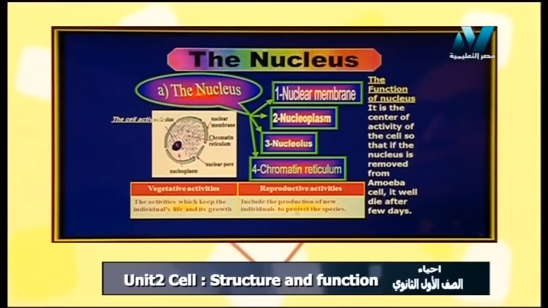Each thread is called a chromosome. The chromosome consists of two chromatids connected together by a centromere. The function of the nucleus is that it controls the cell activities. The cell activities are divided into two types. Vegetative activities keep the individual's life and growth, but the reproductive activities include the production of new individuals to protect the species against extinction. So this is the nucleus, which has a nuclear membrane, nucleoplasm, nucleolus and chromatin reticulum.